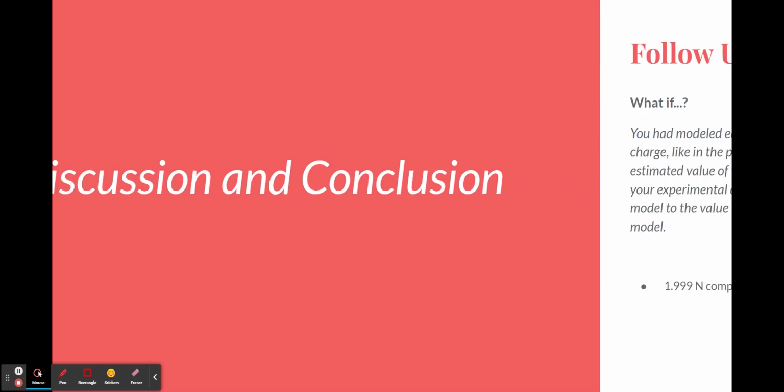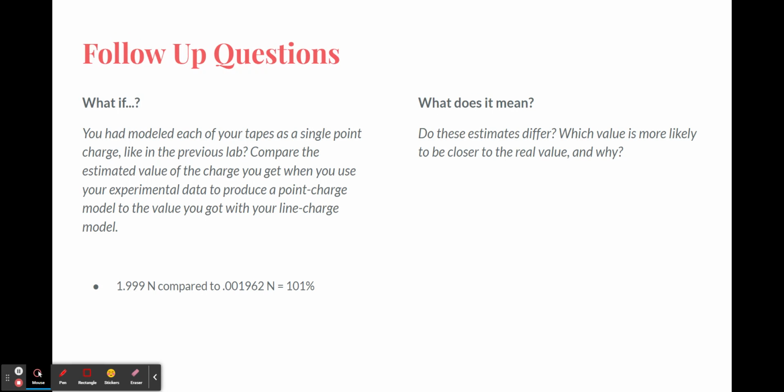Discussion and conclusion. So what if you had modeled each of your tapes as a single point charge like in the previous lab compared to the estimated value of the charge you get and the experimental value? Well, as you see here, the difference is quite large at 101%. And this definitely means that the line charge that we did in this lab is more accurate than a single point charge by far.